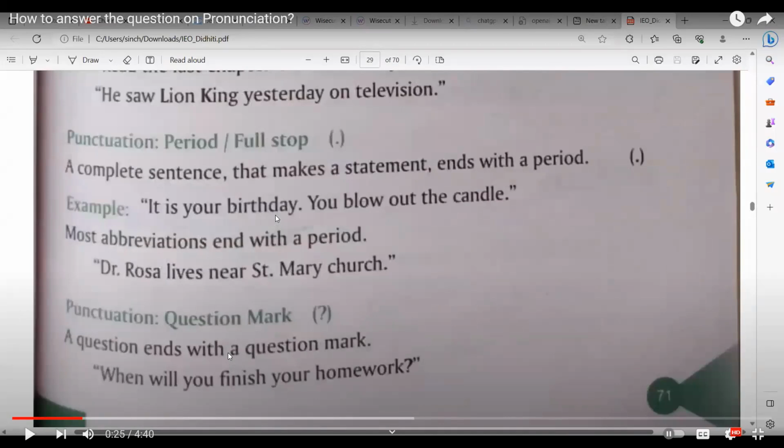Very good. So, can you tell me what is the meaning of period, beta? Ma'am, to stop the sentence in some way. No. Okay. Shruti, can you give me the meaning of period? Okay, just a second. Tuhin, tell me again, beta. What you said?